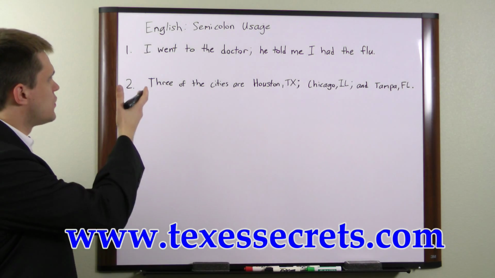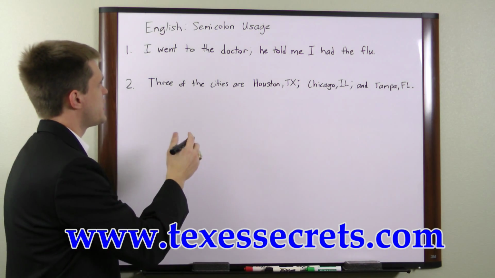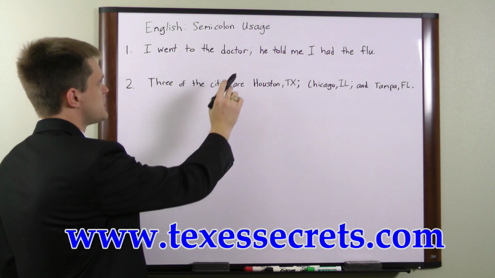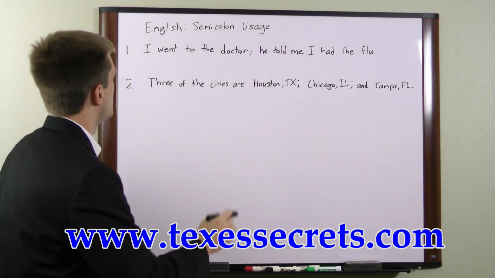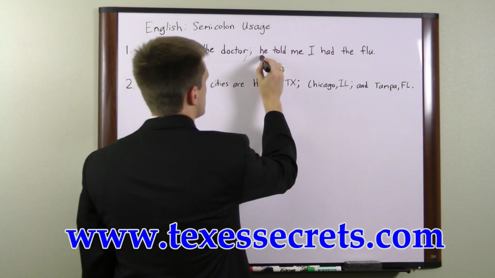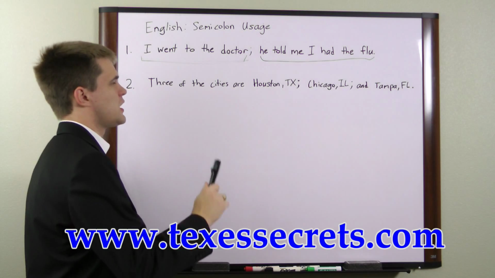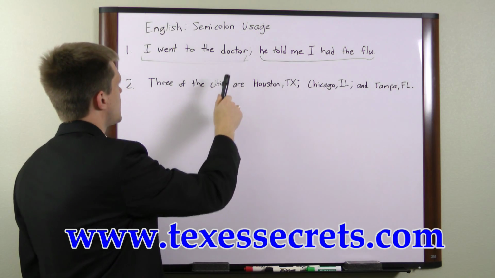Here we have one example sentence for each usage. In this first one, we have two independent clauses separated by a semicolon. Each of these clauses could stand on its own as a sentence, but we've chosen to combine them into a single sentence, and we do so with a semicolon.